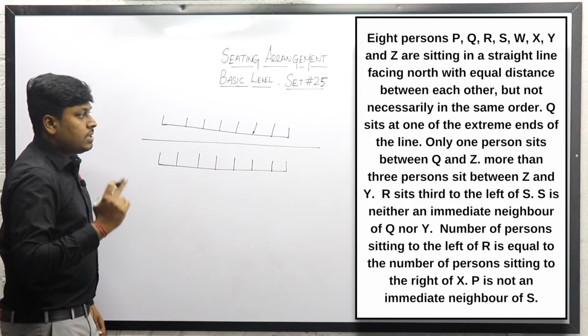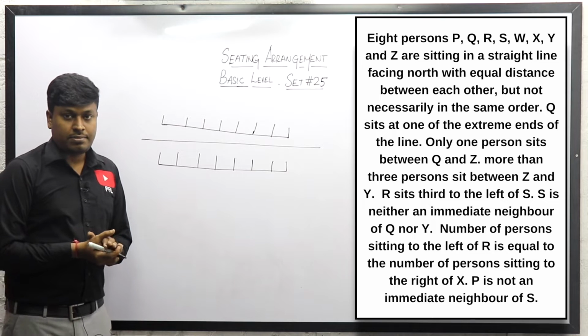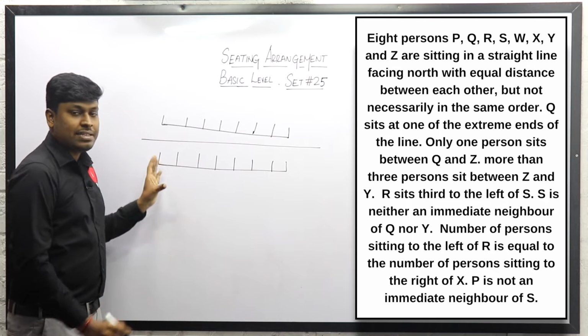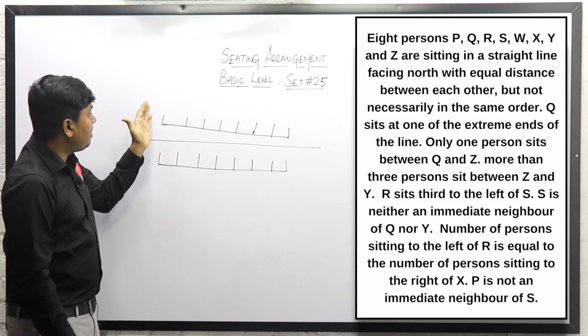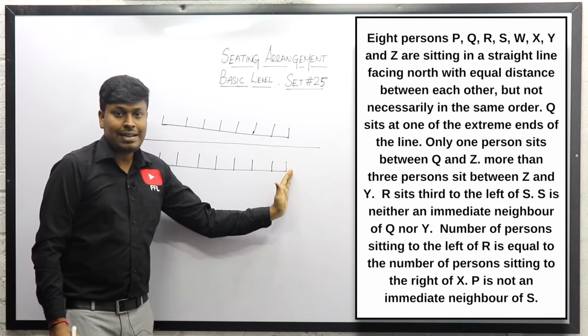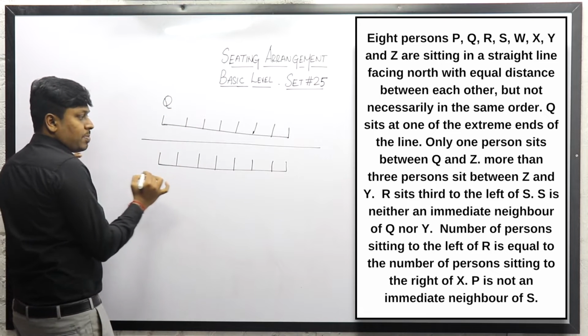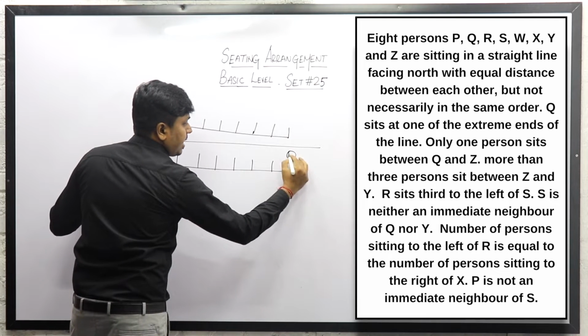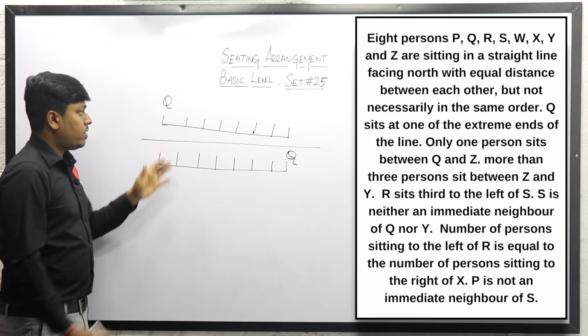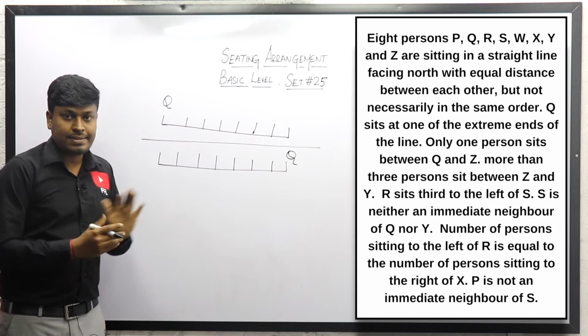First point: Q sits at one of the extreme ends of the line. So Q is sitting at an extreme end. Either Q should be fixed at the left extreme end or at the right extreme end. I can fix Q here in this possible diagram, and in this possible diagram I can fix Q here. According to both possible diagrams, Q is sitting at an extreme end of the line.